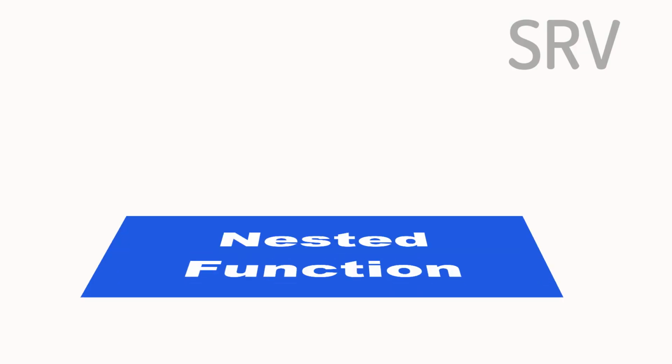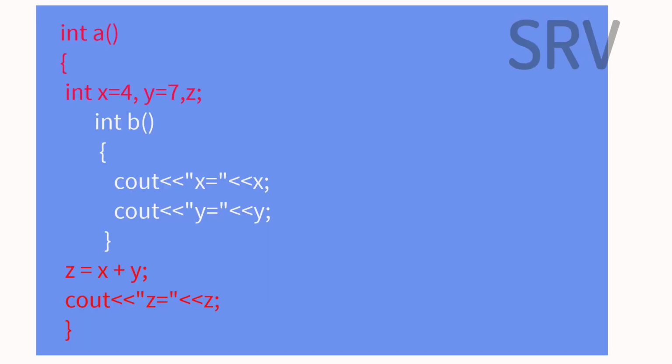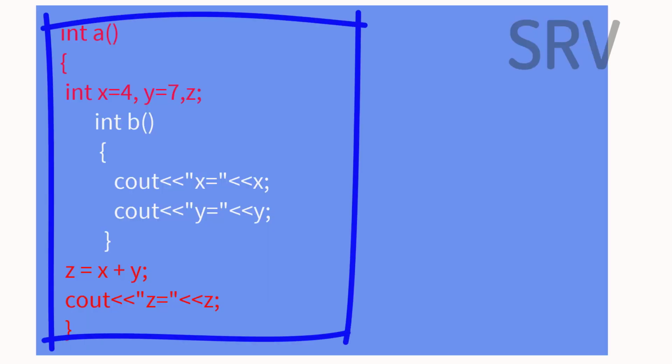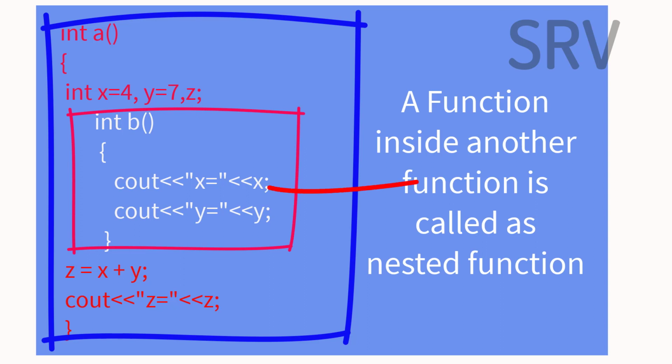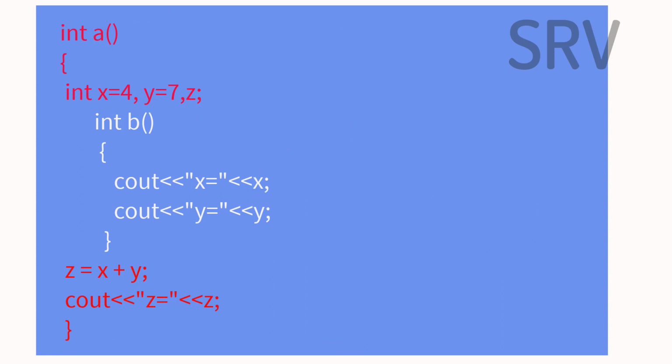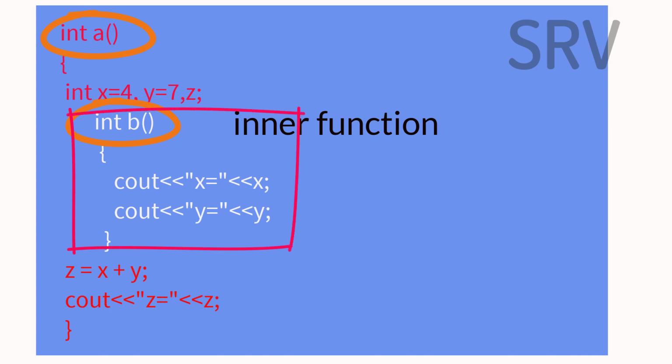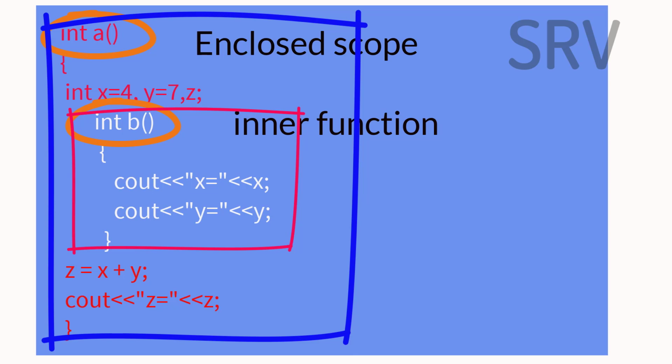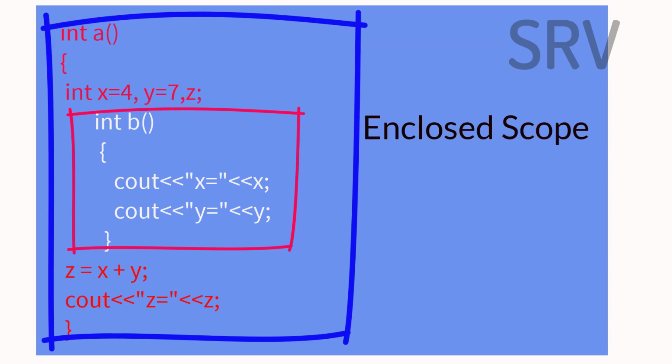Next we see enclosed scope. We have already described the enclosed scope as a nested function. Enclosed scope is when a variable declared in a function can be used by an inner function within it. A function inside another function is called a nested function. For example, let's see what a nested function is. We have a function A. Inside the function we have defined a function B. So this B is an inner function to the function A. So A is an enclosed scope and B is an inner function which comes under local scope. This nested function is called enclosed scope.